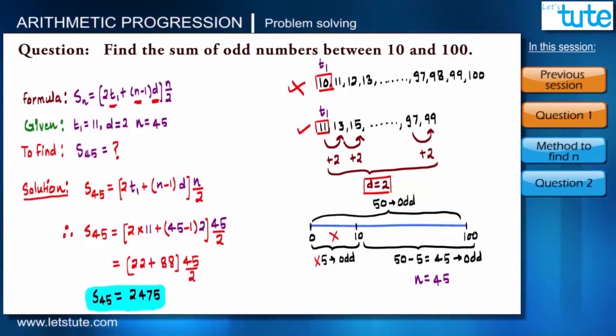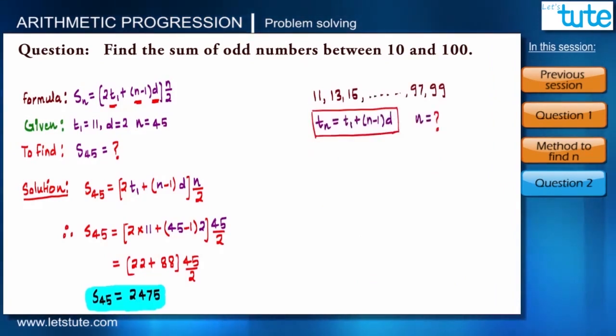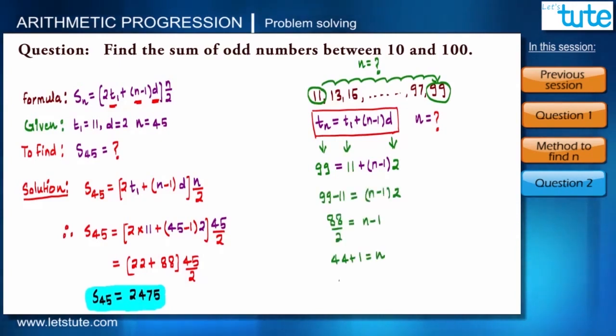Let me tell you one more thing. We can also find the value of n by using our first formula, Tn. See how it helps. The first number is 11 and the last number is 99. So this formula will tell us how many numbers there are from 11 to 99. So instead of Tn, we will write 99, and that can be written as 99 equals 11 plus n minus 1 into 2, and then the value of n will be 45.